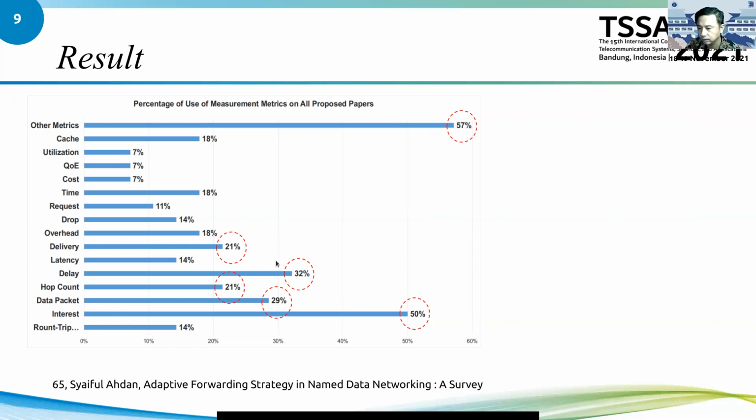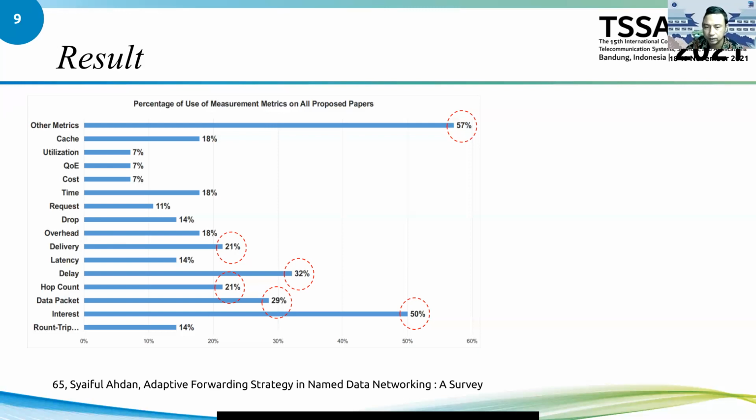32% use delay. Delay is the data transmission time that is too late between the sender and receiver, or the delay in transmission time between the consumer, router, and producer. And also the data packet parameter also affects the performance of the forwarding strategy.